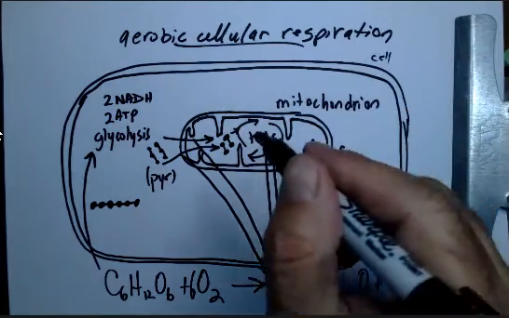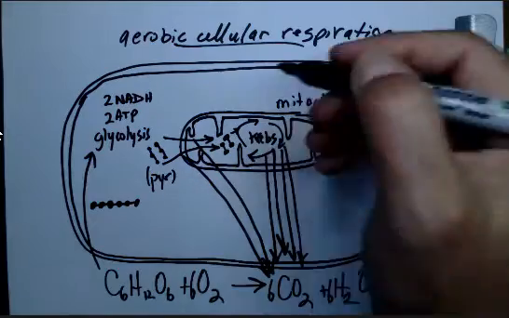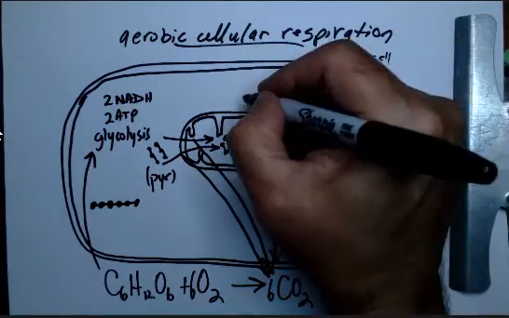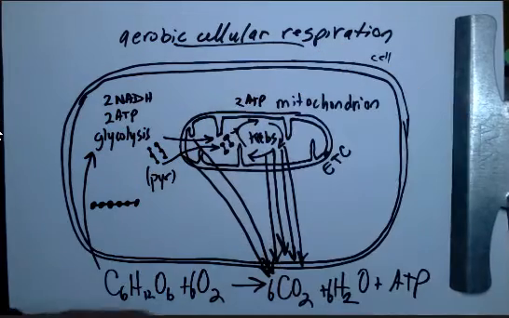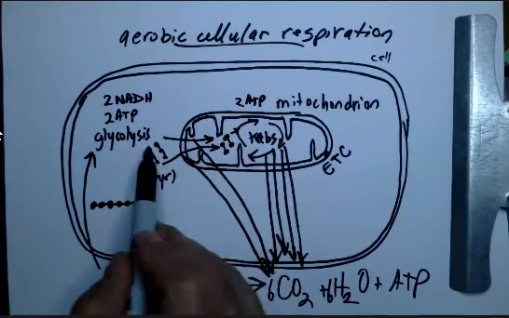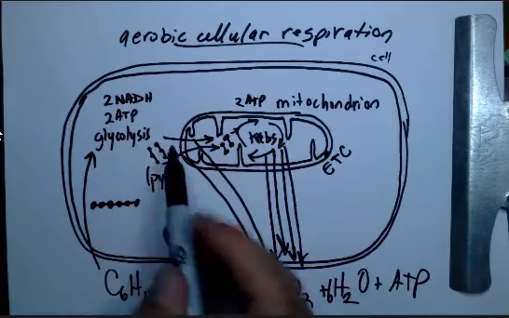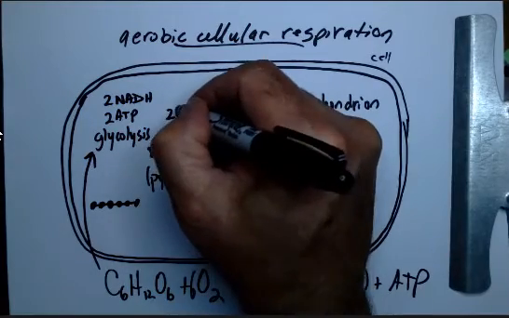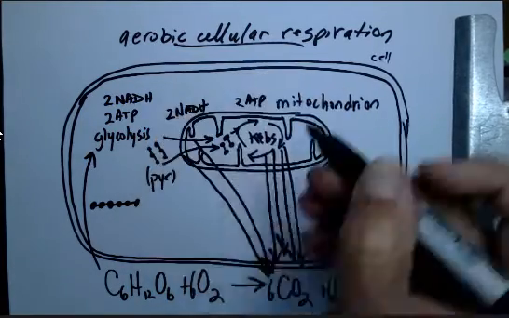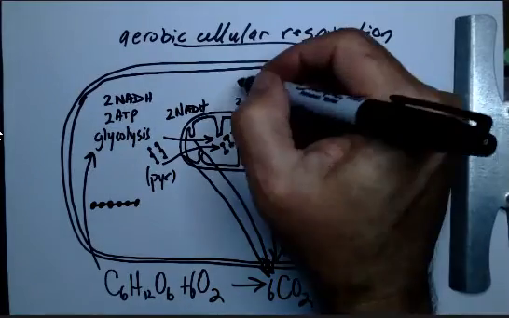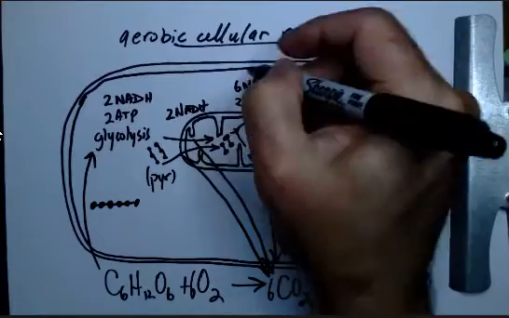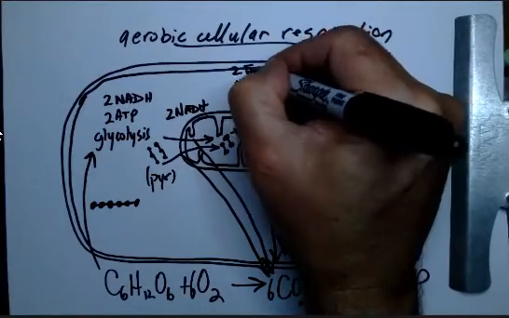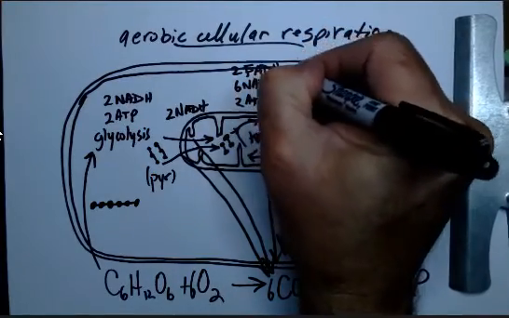Now, in the Krebs cycle, there are 2 ATPs. We got to go back to this one before I forget, though. This transition step generates 2 NADHs. The Krebs cycle generates a total of 6 NADHs and 2 riboflavins, FADH2.